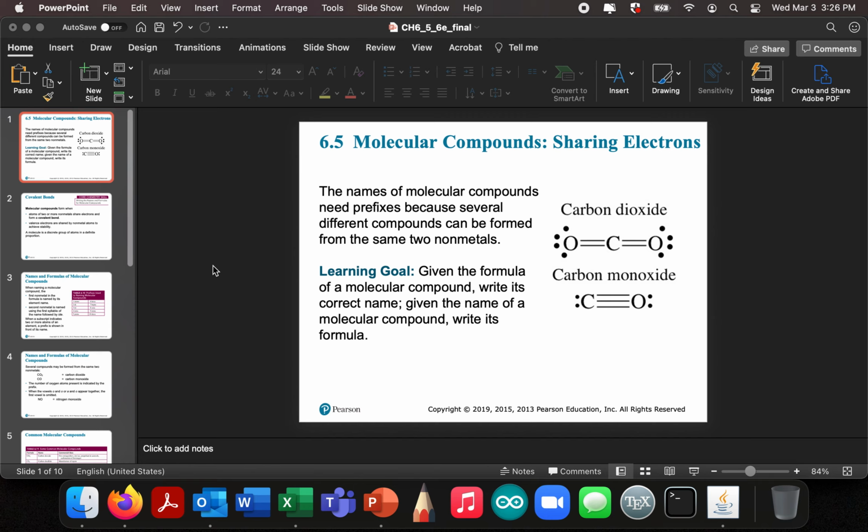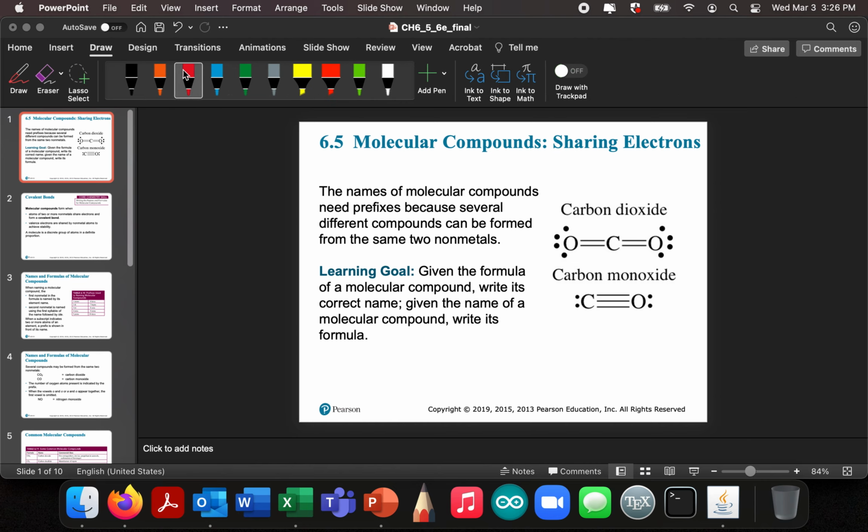Okay, so unlike ionic compounds, molecular compounds have much more variation, right? With molecular compounds, the different atoms can form many different kinds of compounds, and so we need to use prefixes like di, tri, and so on. Carbon dioxide, carbon monoxide, because carbon and oxygen mix together, but they don't always form the same ratio like ionic compounds do, right? So our learning goal for this section is, given a particular formula of a molecular compound, write its name, or given its name, write its formula.